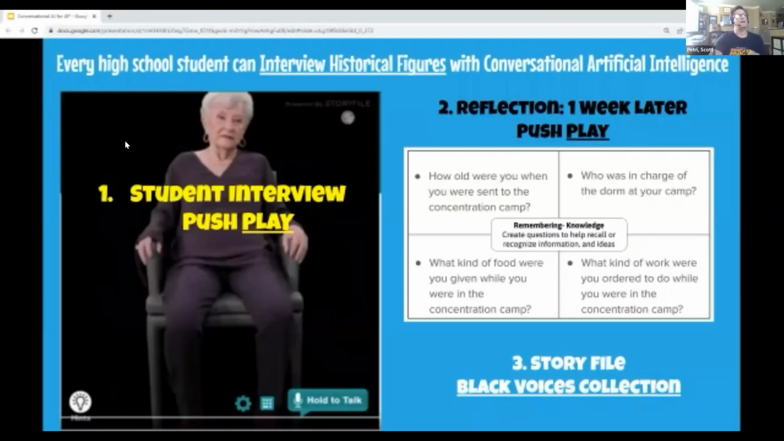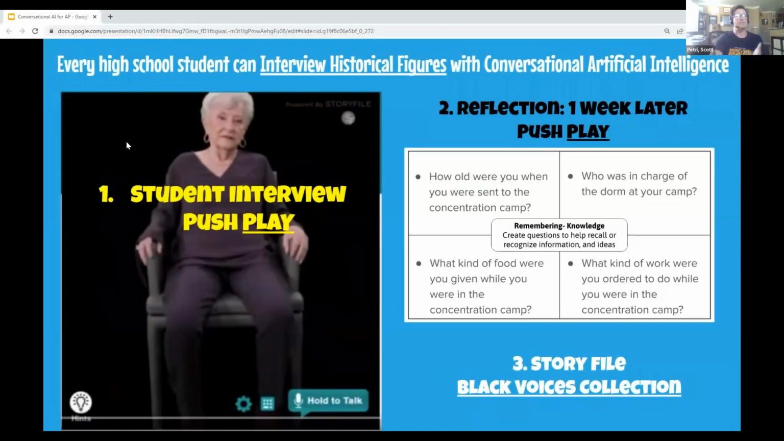So you can see that Rose attempted to answer the question. The student is going to evaluate whether or not she did a good job, and I tracked that on a spreadsheet. But the important piece, I think, is the reflection 1 week later.